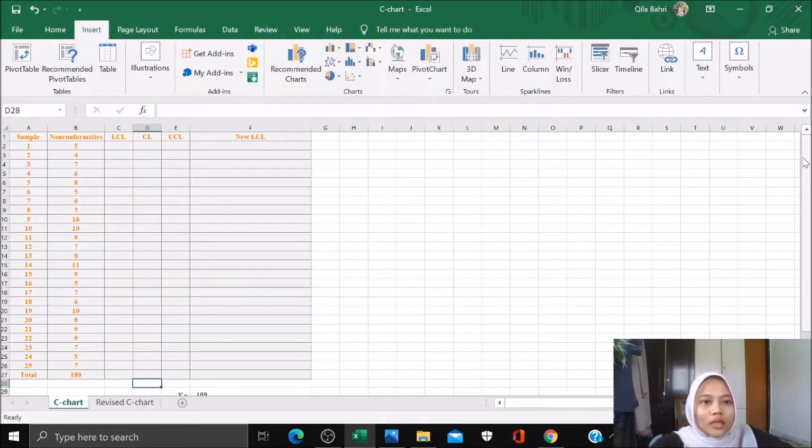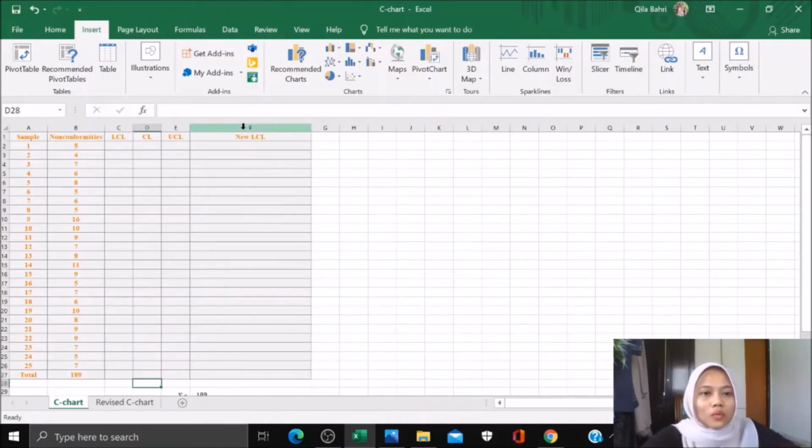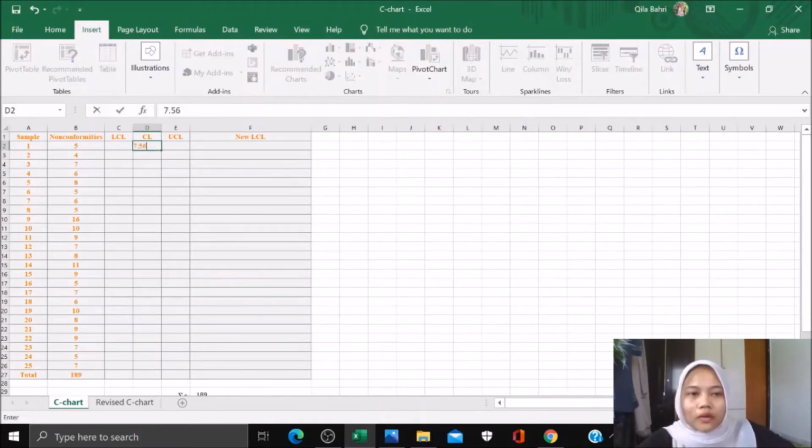So how to calculate LCL, CL, and UCL below. CL equals C bar, UCL equals C bar plus 3 square root of C bar, LCL equals C bar minus 3 square root of C bar. After the calculation, we get C bar, CL, equal to 7.56. So we move to this 7.56, and we drag this.